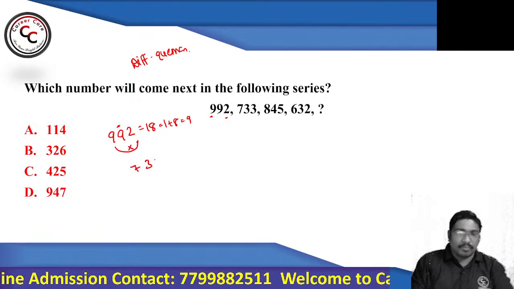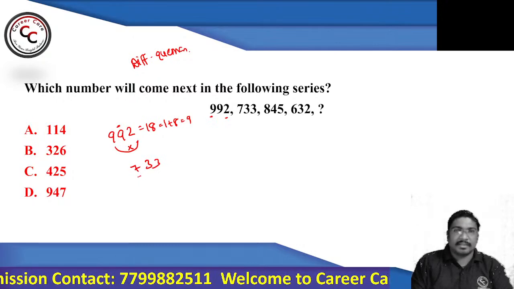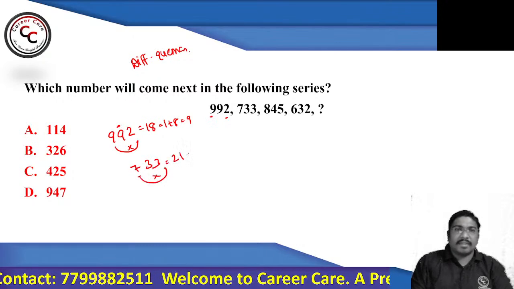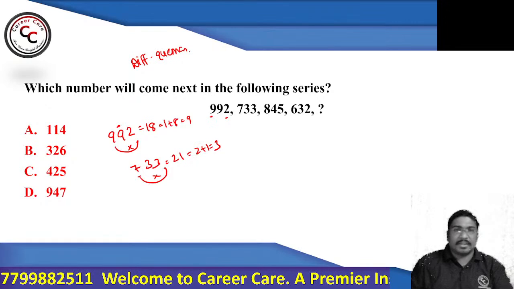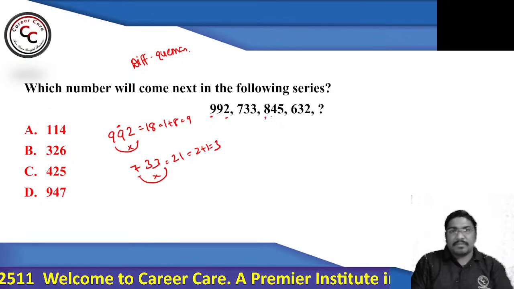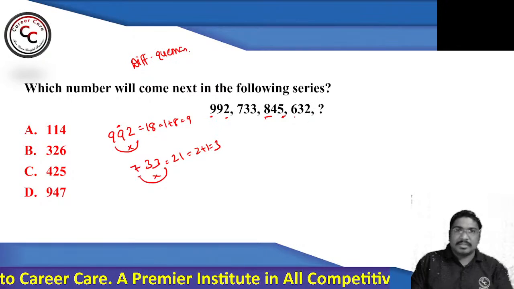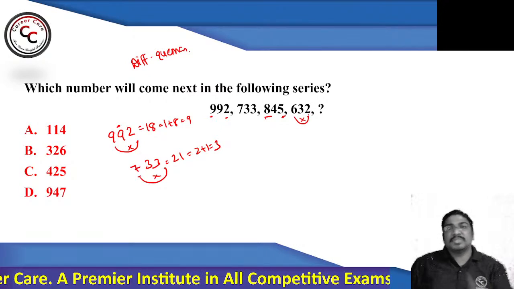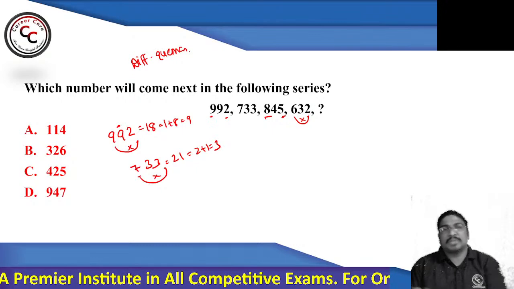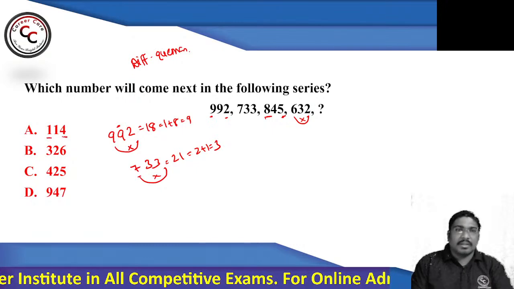733. Deepika is saying 425. Let's see. 7 3s are 21, 2 plus 1 is equal to what? 3. 845: 8 5s are 40, 4 plus 0 is 4. 620, 632: 6 into 2 is 12, 1 plus 2 is 3. Similarly, if you see here, 144.